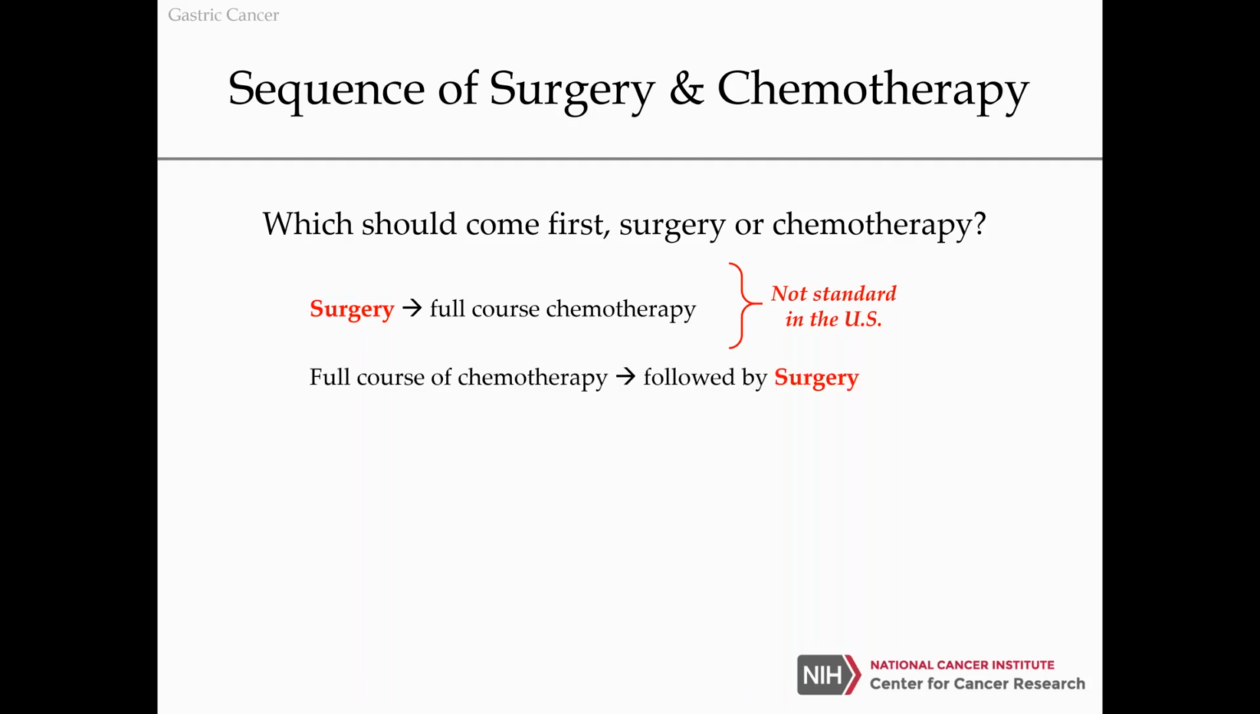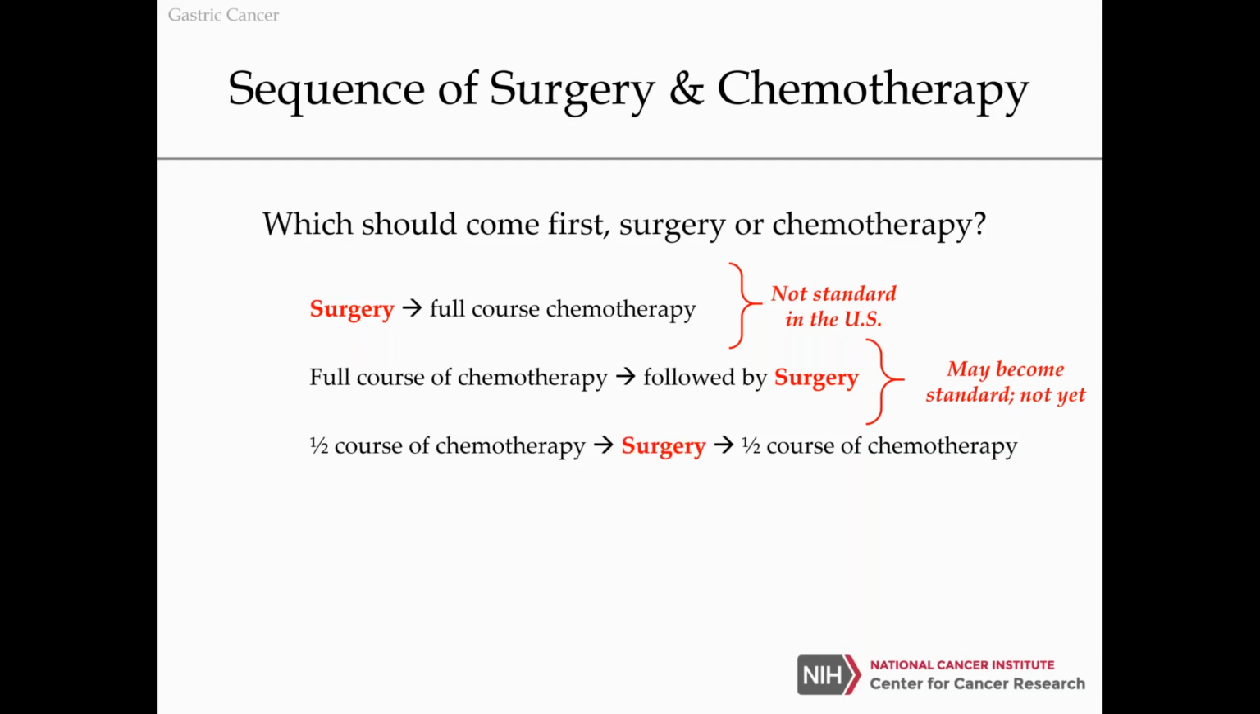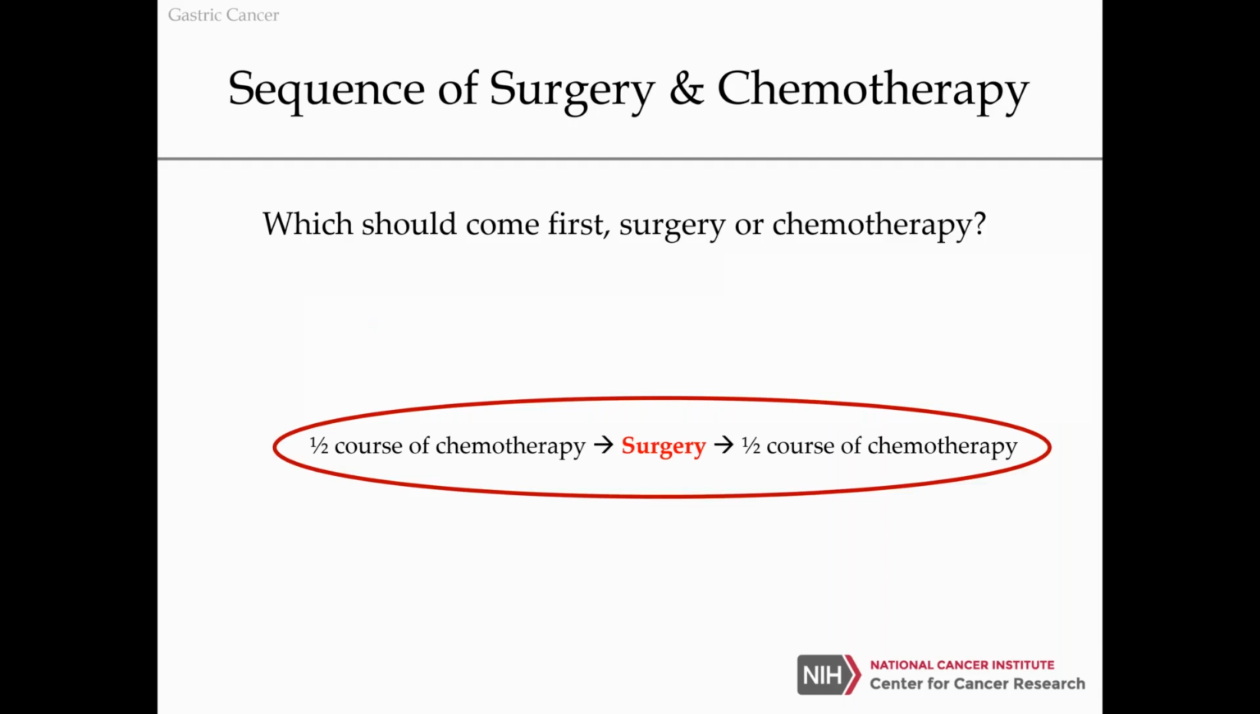You could do all chemotherapy followed by surgery. And this isn't yet the standard, but it may become the standard, at least not yet in the United States. The other option is to do some chemotherapy, then some surgery, and then some more chemotherapy. And this is actually the current standard in the United States and most Western countries.